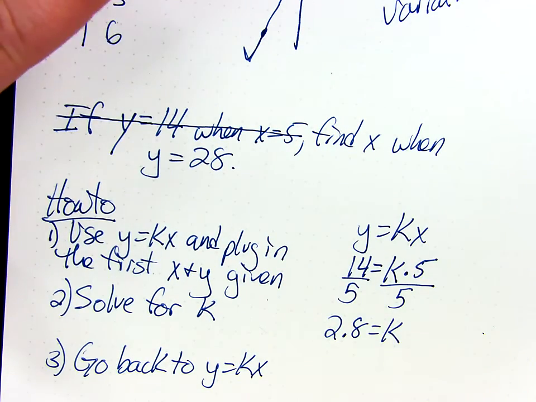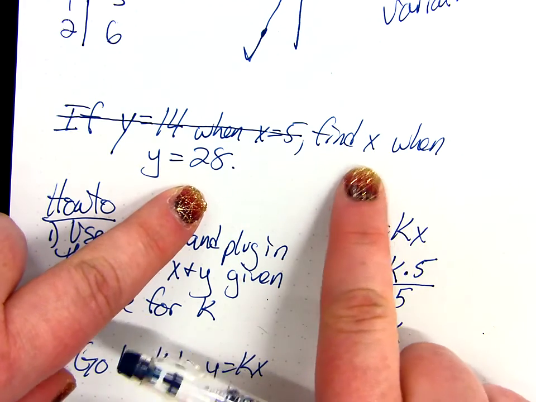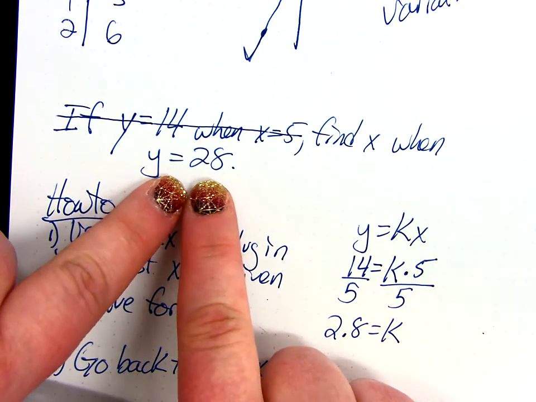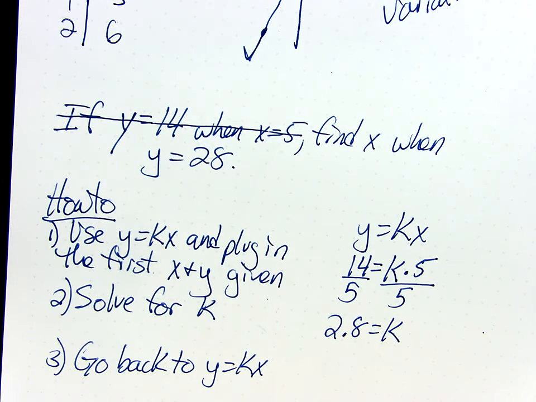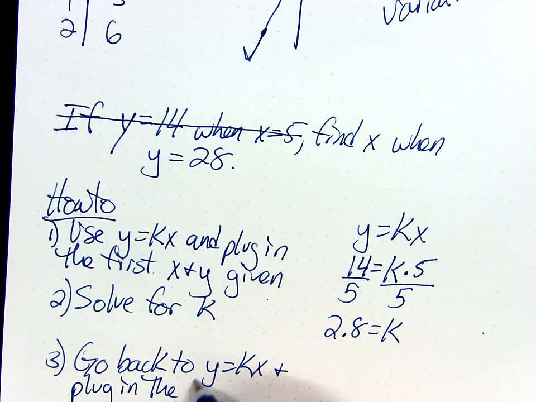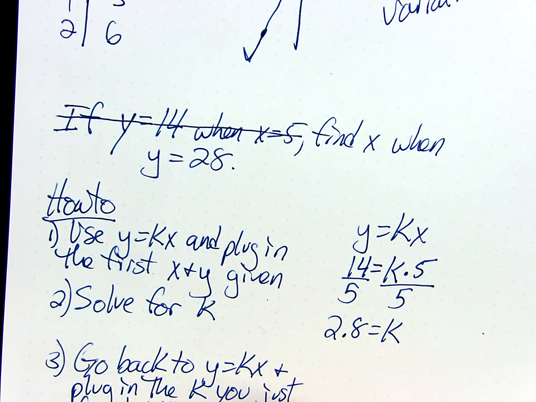I already handled that. So now I'm going to plug in the next bit of information. I don't know what x is, but I know that y is 28, and guess what? I now also know k. All right? So go back to y equals kx and plug in the k you just found, and the second x or y, whatever you're given.